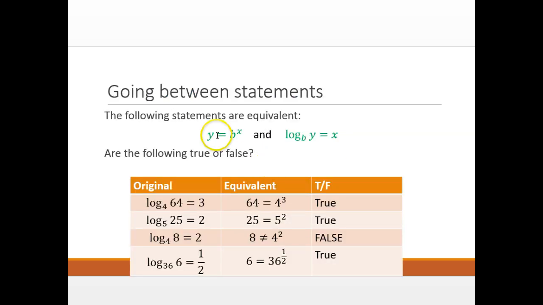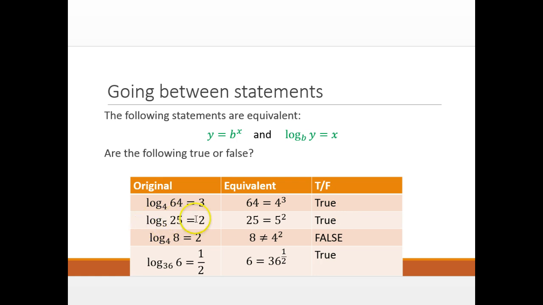Let's see how this works. Let's switch between statements. I have y equals b to the x and log base b of y equals x. This is just switching between equivalent forms. We call the b our base in this case, and b the base here as well. So log base 4 of 64 equals 3. The equivalent expression would be my base is 4, my exponent is 3, because logs give us exponents. 64 equals 4 cubed. That's a true statement.